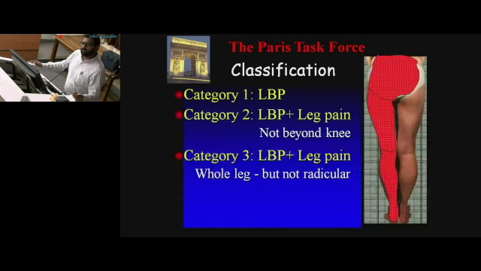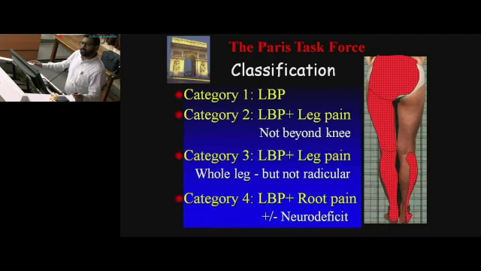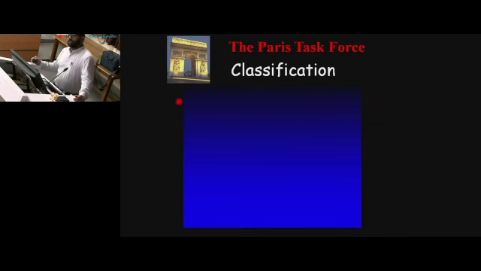There is another classification which classifies the back pain into 4 categories. In category 1, the patient is only having low back pain. Category 2, there is a leg pain, but it does not go beyond the knee. In type 3, it is leg pain, but it is not following the radicular pattern. And in type 4, a radicular pattern is followed. So how are we going to manage these patients now?